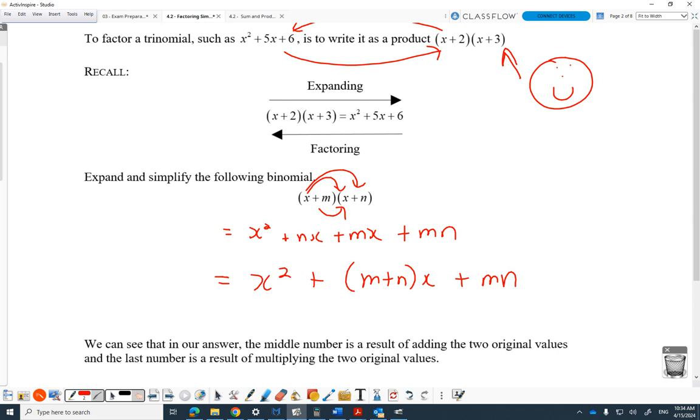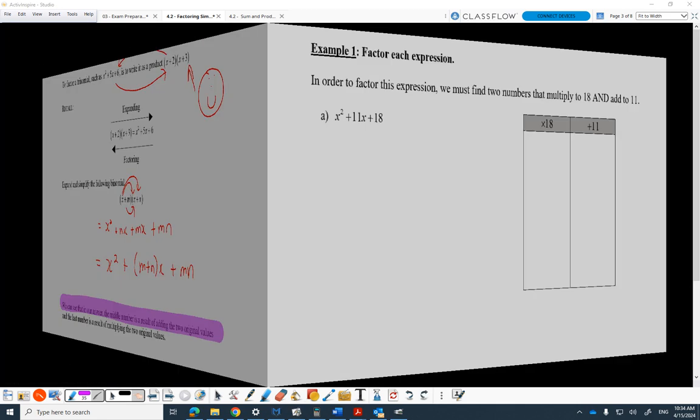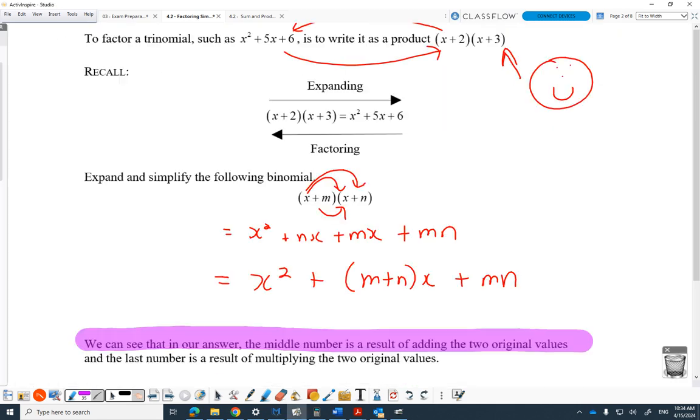Oh, and here it is. Not just yellow highlighter. Get out your best favorite highlighter. I'll use pink. Oh, that is good. That's rich highlighting. There. We can see in our answer the middle number is the result of adding the two original values, and the last number is the result of multiplying the two values.